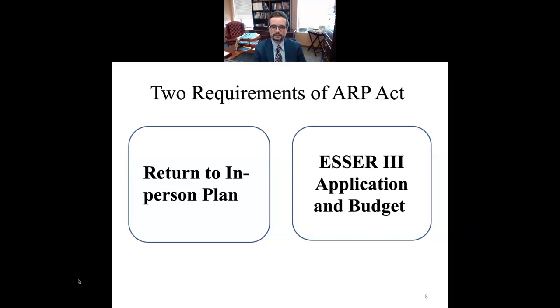The second plan that districts have to complete is a return to in-person instruction plan. And again, we're going to take these in order, beginning here in a moment with the ESSER 3 application, and then go into the return to in-person plan.